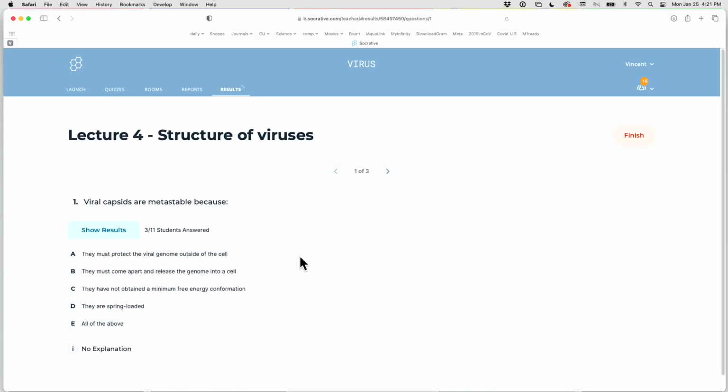First question is, viral capsids are metastable because they must protect the viral genome outside of the cell. They must come apart and release the genome in a cell. They have not obtained a minimum free energy conformation. They are spring-loaded, all of the above.